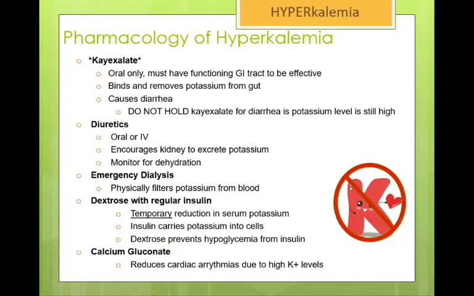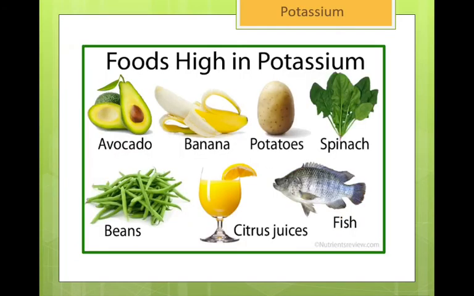So I think that's what I want to point out with hyperkalemia. The only ones that will fix the problem will be K-Exalate, diuretics, or dialysis. Dextrose with insulin and calcium gluconate are temporary measures to protect the heart from the potassium until the diuretics or K-Exalate or dialysis can work. Next, foods high in potassium to give to people that are hypokalemic and to avoid if you are hyperkalemic.